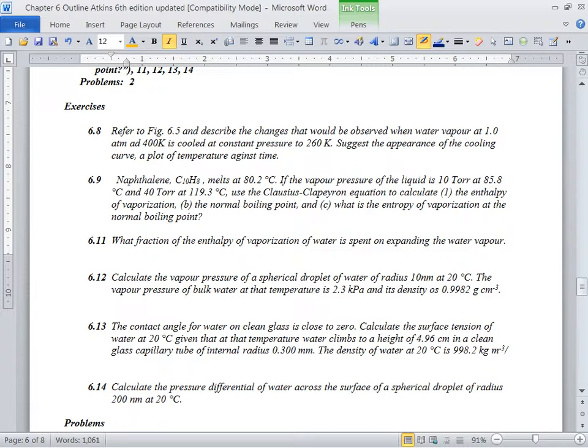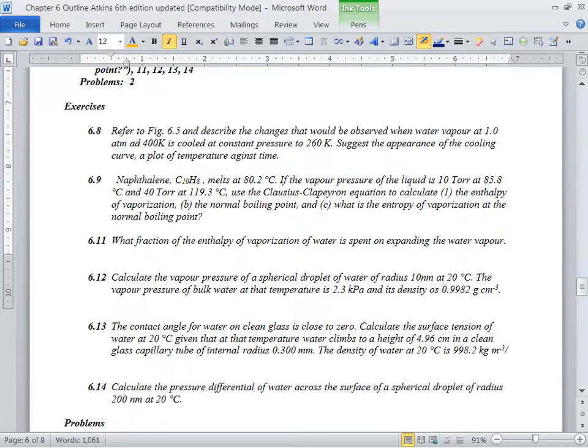Let's take a look at 6.9. Naphthalene melts at 80.2 degrees Celsius. If the vapor pressure of the liquid is 10 torr at 85.8 and 40 torr at 119.3, it already sounds like they're setting you up for what? Clausius-Clapeyron. Because they're giving you temperature and pressure conditions, right? Calculate the enthalpy of vaporization. Normal boiling point. This sounds like last homework, right?